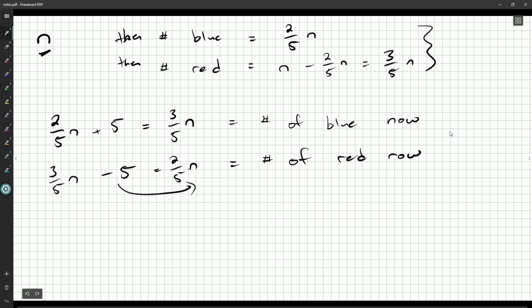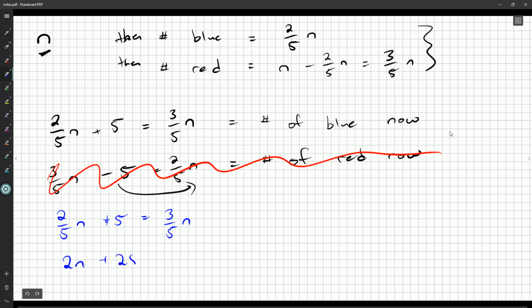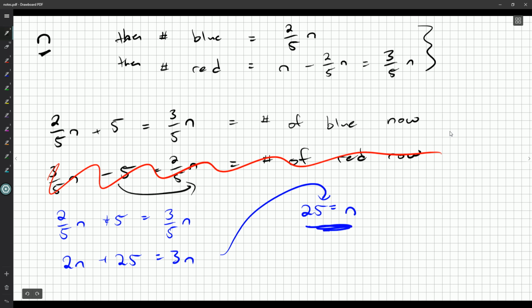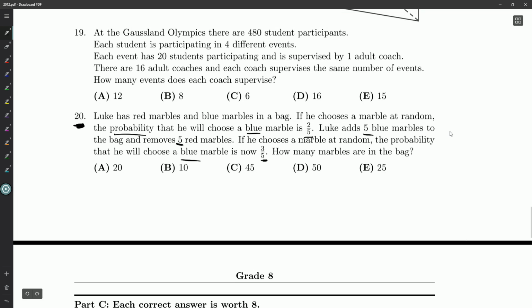All we need to do is really just solve 2 over 5 n plus 5 is 3/5 n. So how could we do this? Well, we could multiply by 5 on both sides, and we'll get 2n plus 25 is 3n. Subtract n on both sides, and we'll get 25 is 3n minus 2n, but that's just 1n. And n is what we're looking for, the number of marbles. So 25 marbles in total.